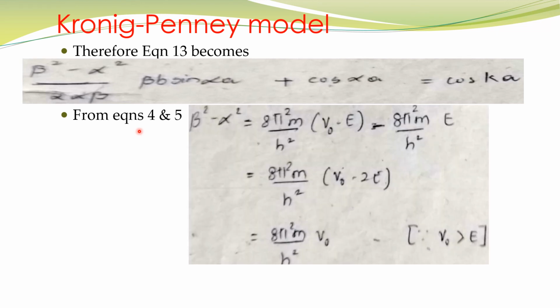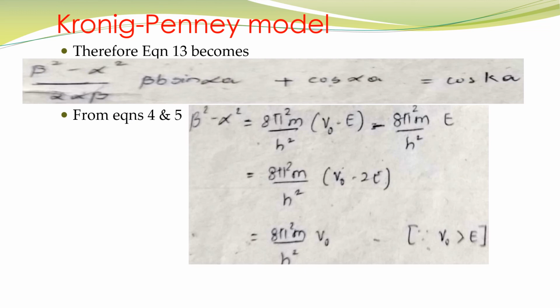Now we had seen equations 4 and 5, where we had written alpha square and beta square. So we will take the difference of both as beta square minus alpha square. Substitute beta square and alpha square this way. 8 pi square m by h square is common, and this is into v0 minus 2e. We have assumed that v0 is greater than e, so neglecting 2e, we get 8 pi square m v0 upon h square. So we can substitute this here.